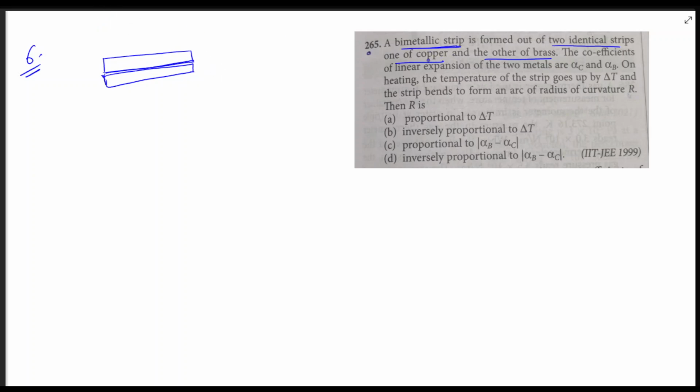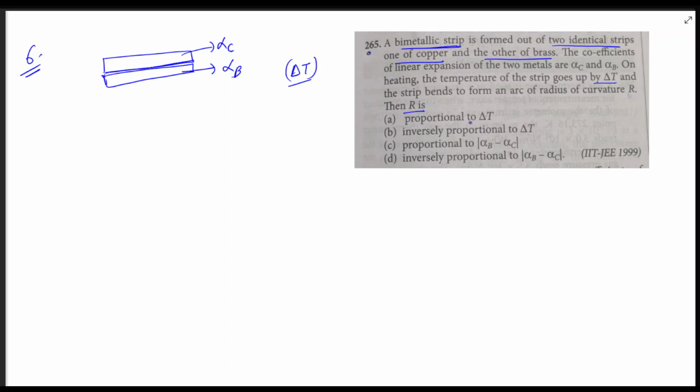Generally, bimetallic strips are made like this. The length will be the same. The coefficient of linear expansion of copper, let's say this is copper, is alpha C, and this is brass, alpha B. On heating, the temperature of the strip goes up by delta T. So delta T is the temperature change, and the strip bends to form an arc of radius of curvature R.